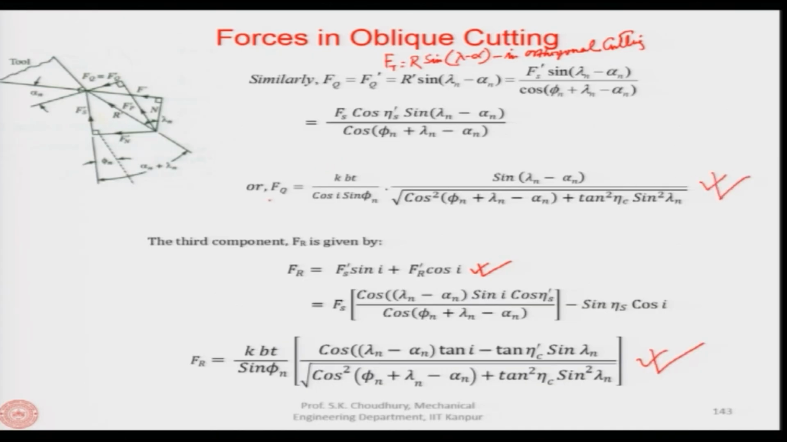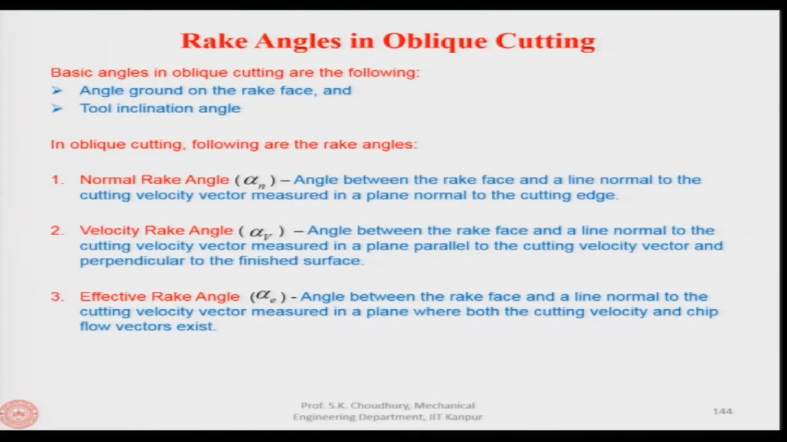If you can see that here the Fq, this is the Fr, they are mutually perpendicular. So, they will be all the stress into the area, and this is how the expression can be written. And once again I will repeat that here you will find that there is a similarity between the expressions of the Fp, Fq and Fr in oblique cutting with the Fc, Ft that we have done in case of the orthogonal cutting. Now, let us see the rake angles.